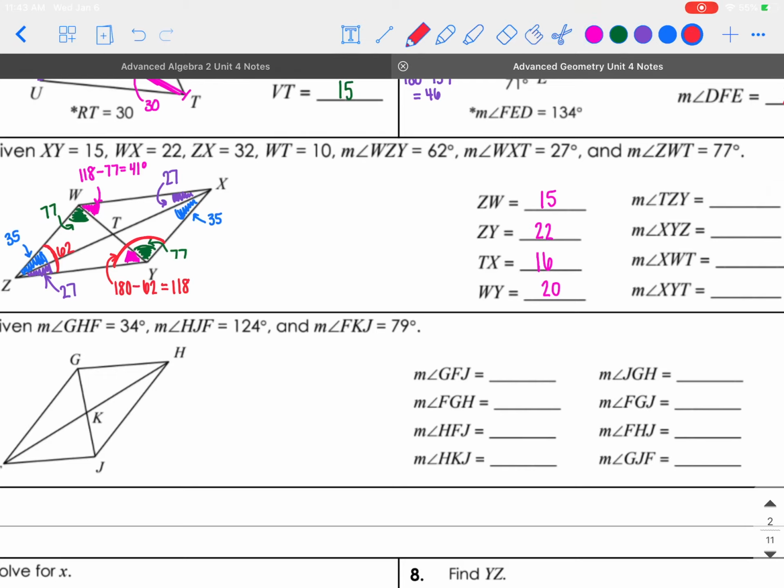All right. Angle TZY, that's the purple, just 27 degrees. Angle XYZ, that was that entire 118. XWT was the pink, which is 41. And XYT was the green, which is 77.